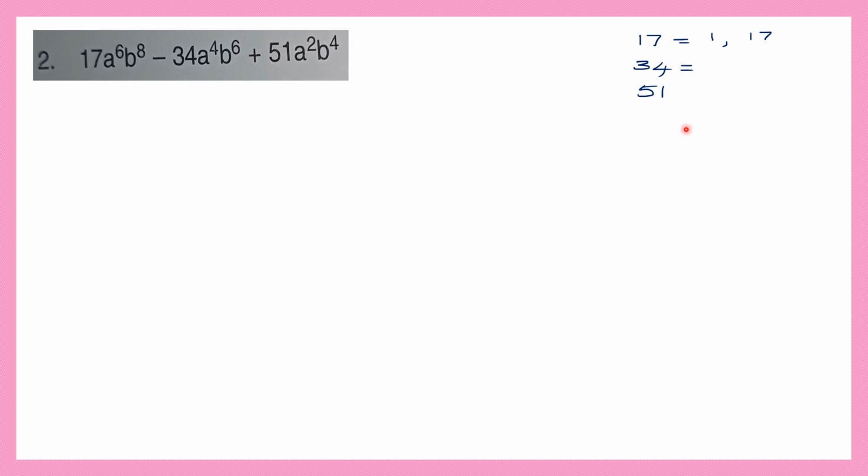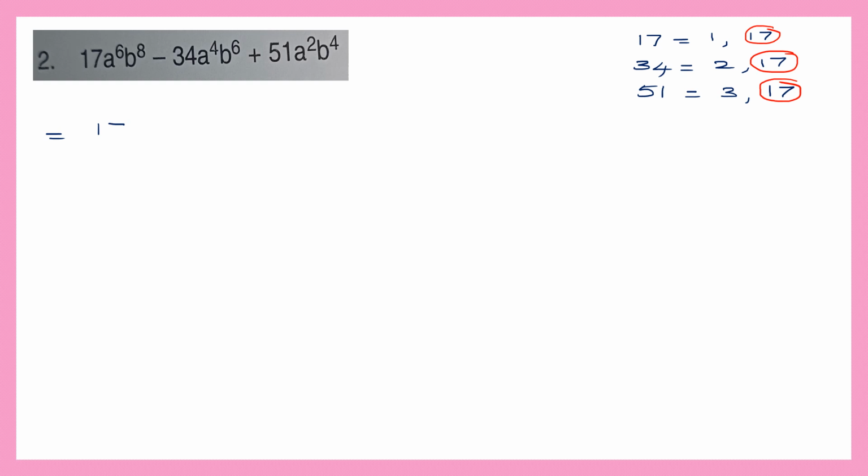It will be a factor of 51 also. So let's see that. Now 17 into 2 and 17 will give us 34. 3 and 17 will give us 51. So 17 is the common factor. Okay, so let's take out 17 here.